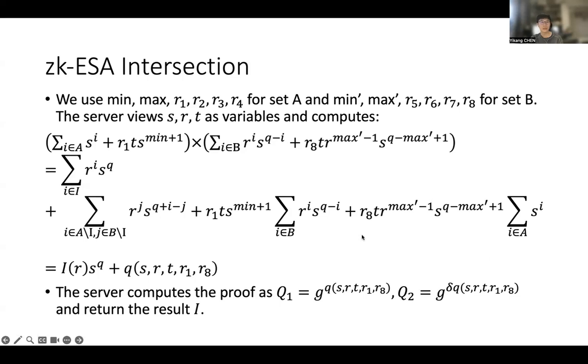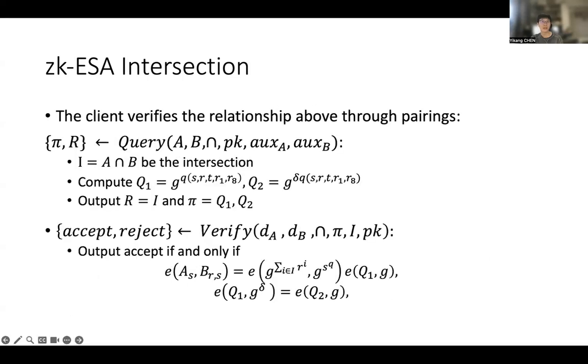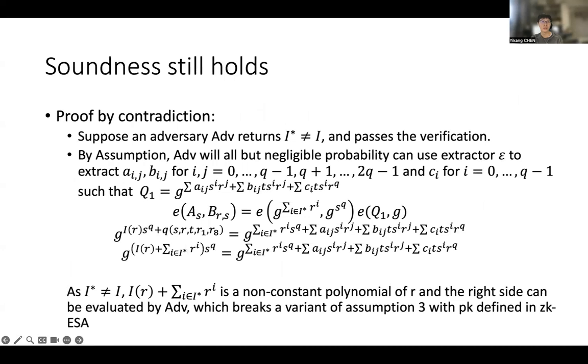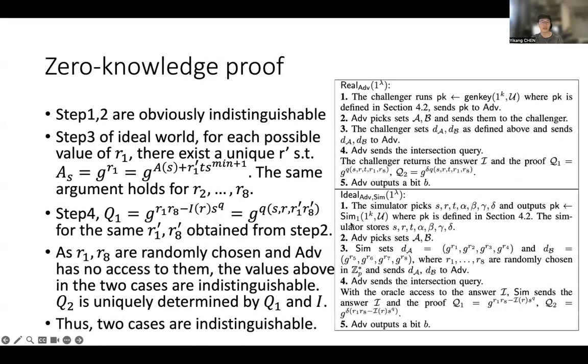So that's it, and the other steps are similar. And finally, the client can verify using the bilinear pairing. And the original paper proved the soundness of this zero knowledge ESA. But we will not go into the detail of this today. So if you are interested, you can read the original paper.